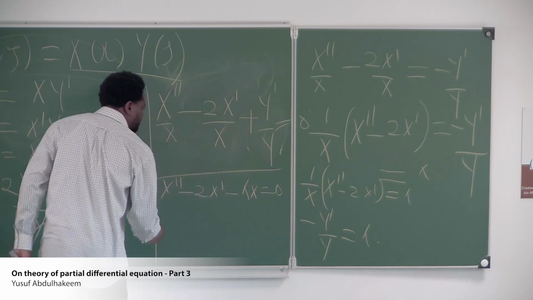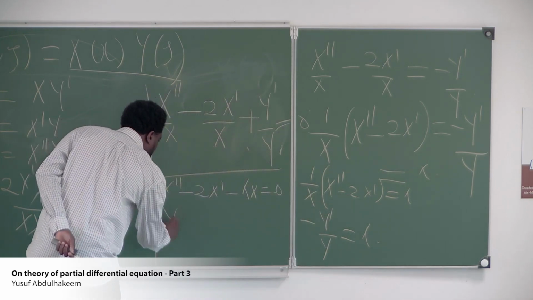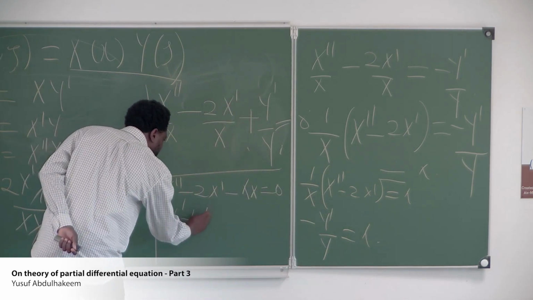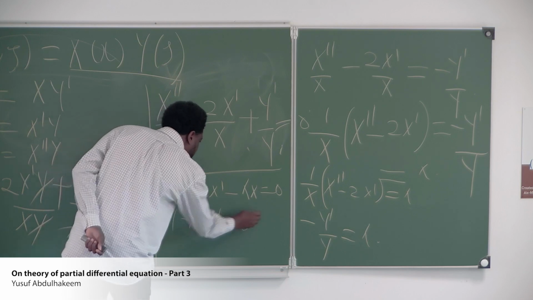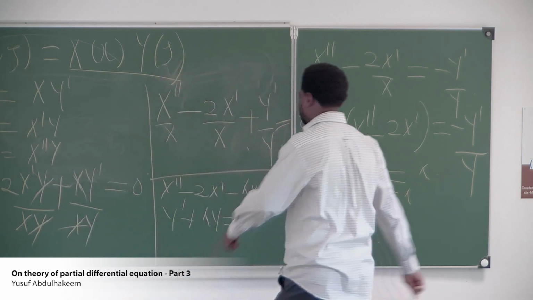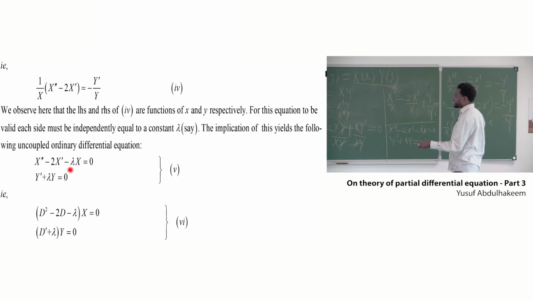Then this one is going to give us y prime plus lambda y also equal to 0. So this is how we obtain these differential equations. So the next thing is we now solve each and every one of these differential equations.